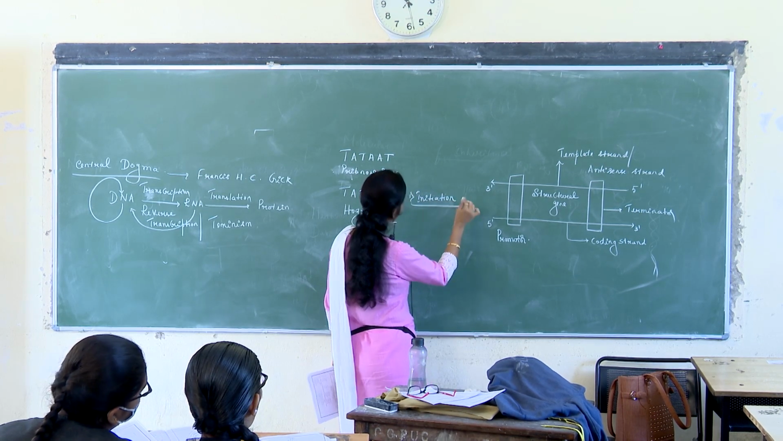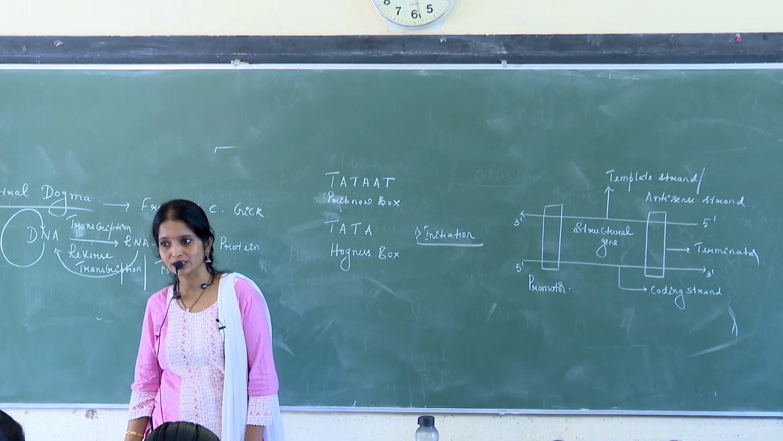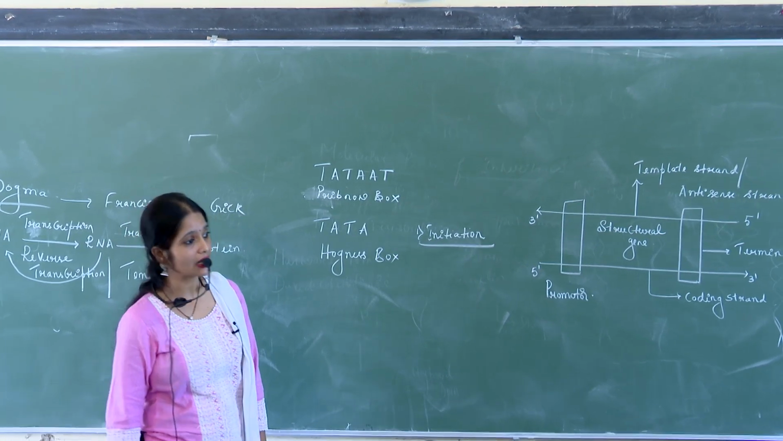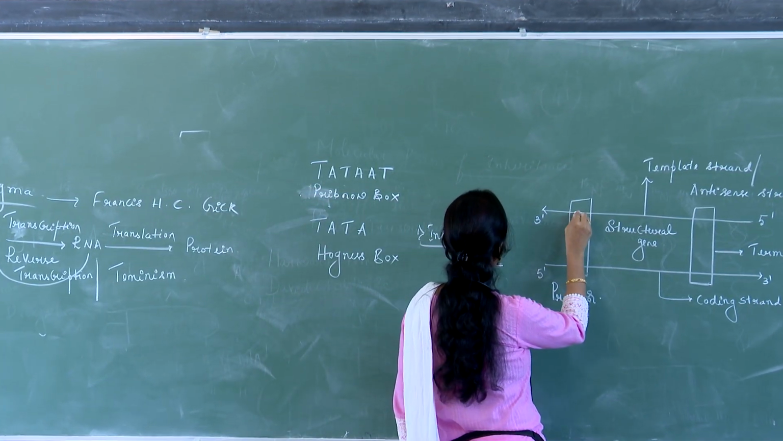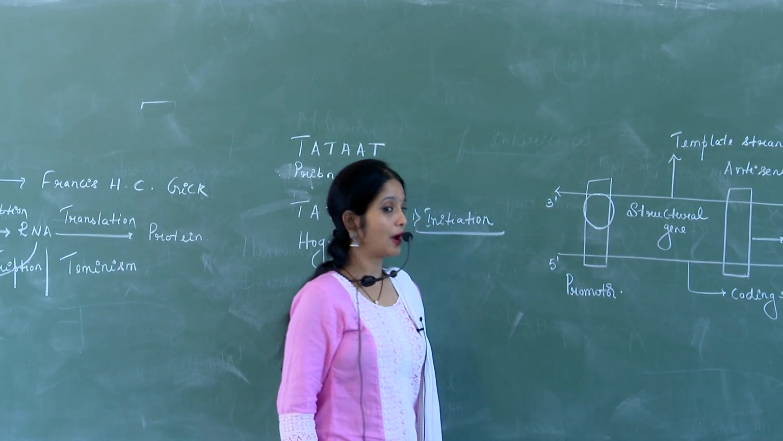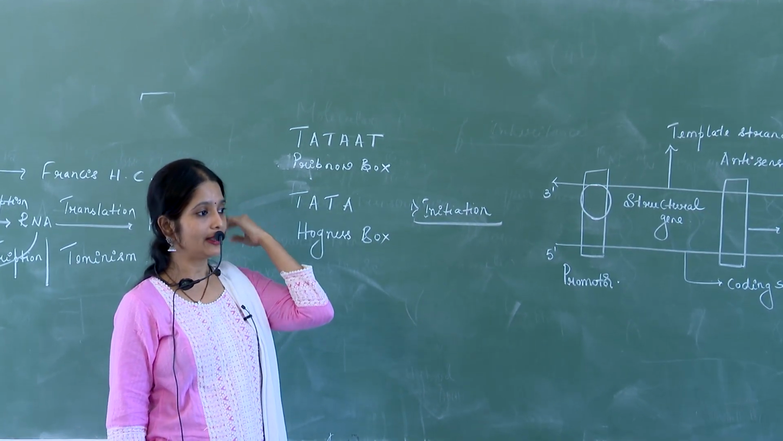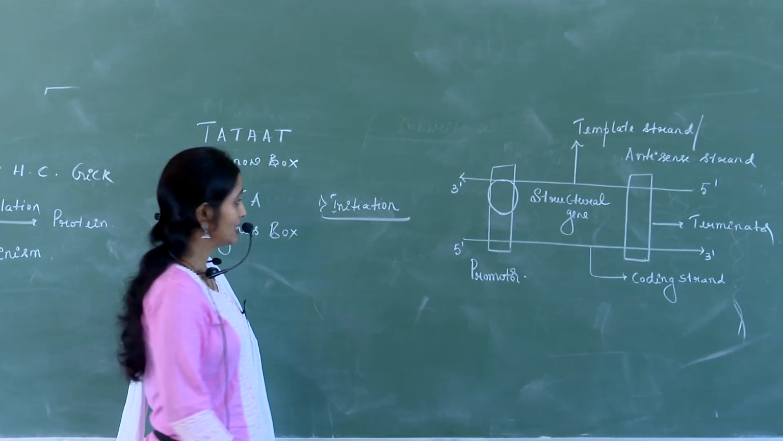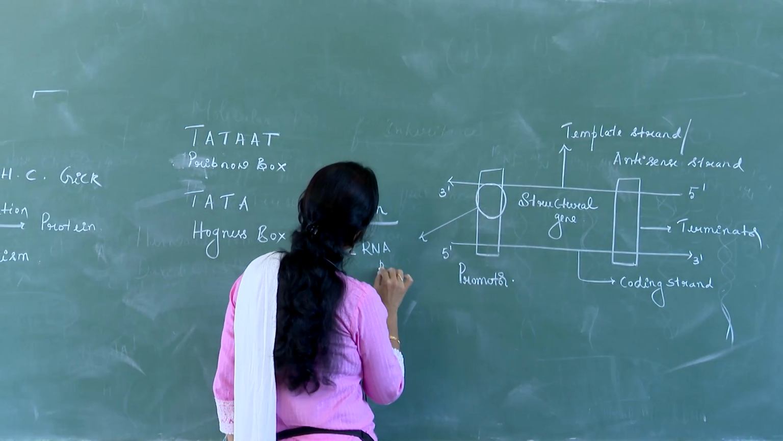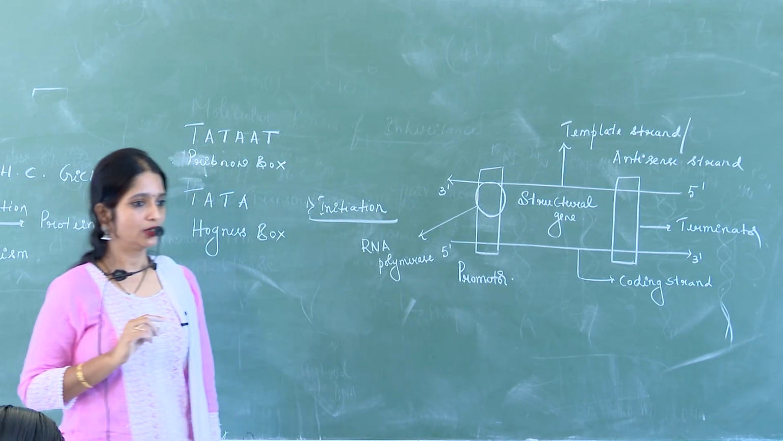So what happens during initiation, students? An enzyme, that is RNA polymerase. This enzyme is also known as DNA dependent RNA polymerase. So the RNA polymerase enzyme comes and binds to which region? Promoter gene of which strand? Template strand. Which enzyme binds? Yes, RNA polymerase goes and binds to the promoter gene.